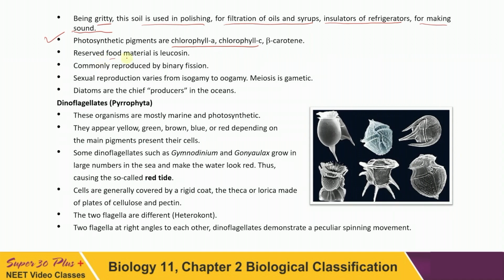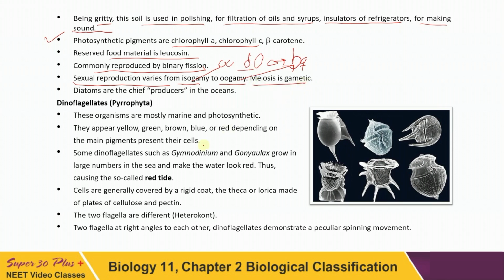The reserve food here is leucosin. Commonly they reproduce by binary fission because these are unicellular. Sexual reproduction may be isogamous, anisogamous or oogamous. Isogamous means when both the gametes are similar. Oogamous means the female gamete is not released and the male gamete comes and fuses with it. Anisogamy means the male gamete is smaller and the female gamete is larger. This one is isogamy, one is oogamy, and in between the two is known as anisogamy.